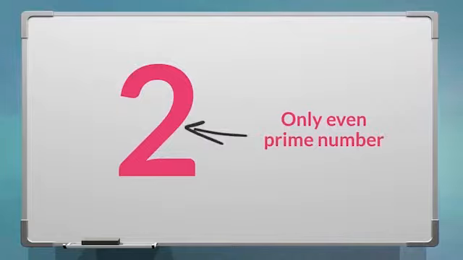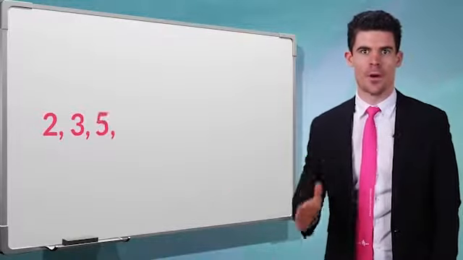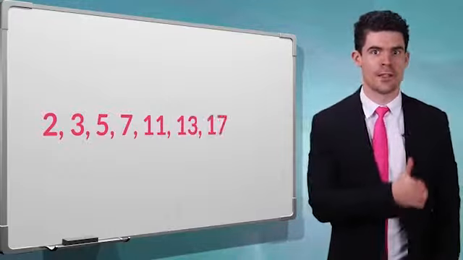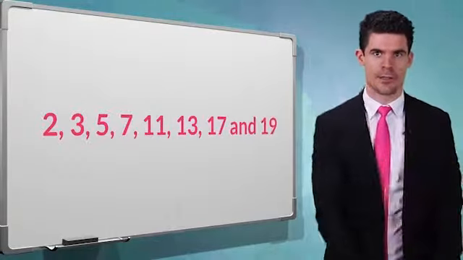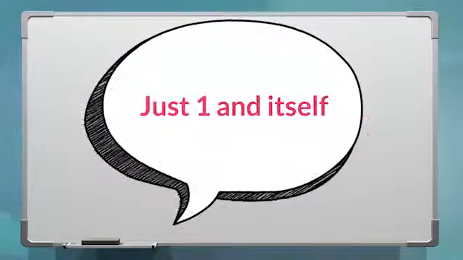Now, if we list some of the prime numbers, it will help us for the rest of the video. At the start, we have 2, then 3, 5, 7, not 9, but 11, 13, 17, and 19. All these numbers only have 2 factors, 1 and then the number itself.